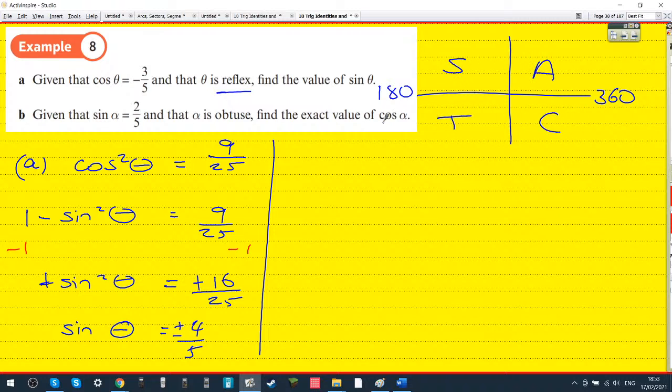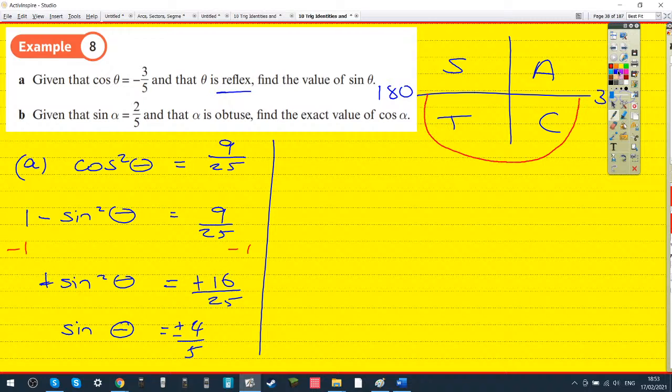And so which quadrants is it in? Well, it's either in the tan one or the cos one. We're told cos theta is a negative number, and so which quadrant is it? This is where cos is positive. Oh, okay, tan, sorry. So we've narrowed it down. We knew it was between 180 and 360. We now know it's between 180 and 270.